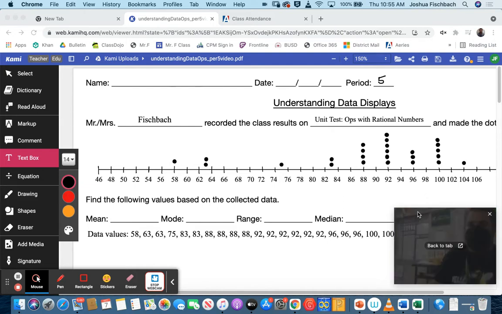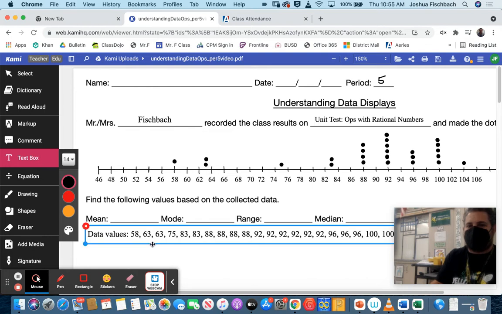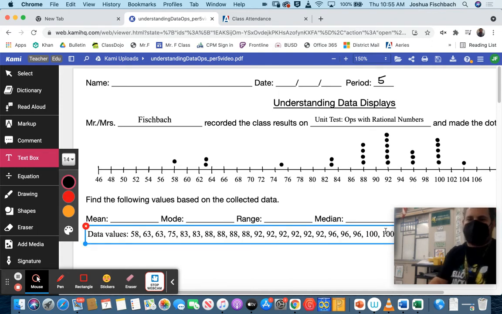All right. So you can see 58, 58. These are 63 because they're halfway between 62 and 64. That's 63 and 63. Here you've got 75 right there, halfway between 74 and 76. Here you've got 80 between 82 and 84, so that would be 83. So that's why we have two 83s here, and so on and so forth. So you guys can kind of see for yourself how I generated that list.